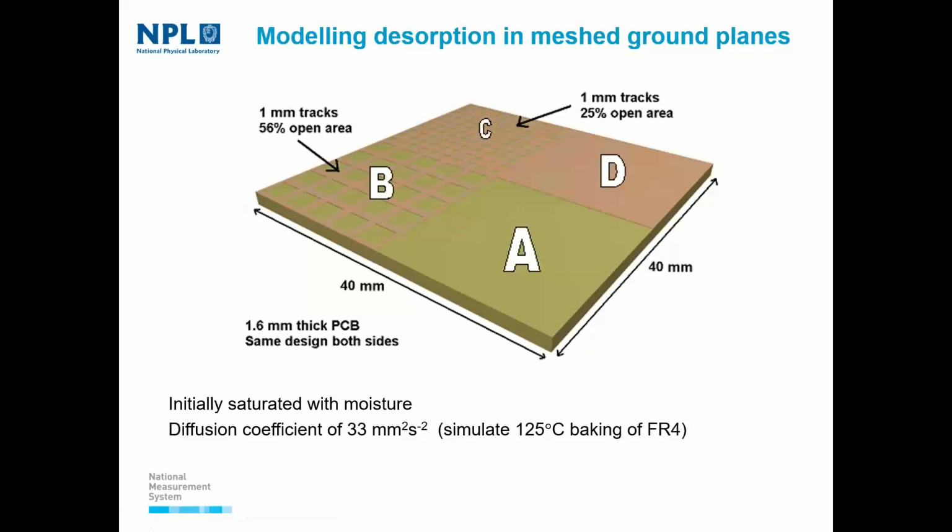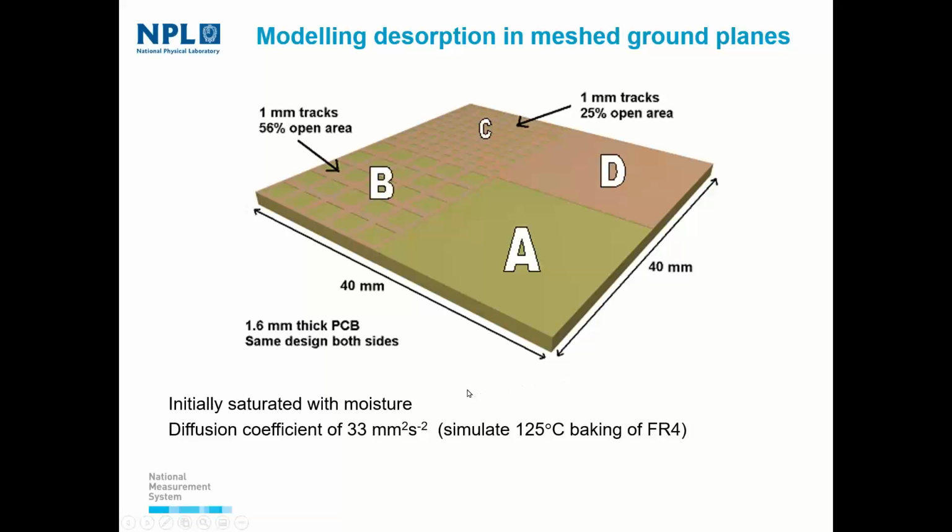And this is the modeling unit that they used to get these calculations. You can see here area A has got nothing in it, B is solid copper, C you've got tracks and pads and 25% of the area is open, and you've got 1 millimeter tracks and about 56% of the area is open. So you've got a standard board broken up into different areas, and that allowed them to model what the baking regimes were like for different types of boards.